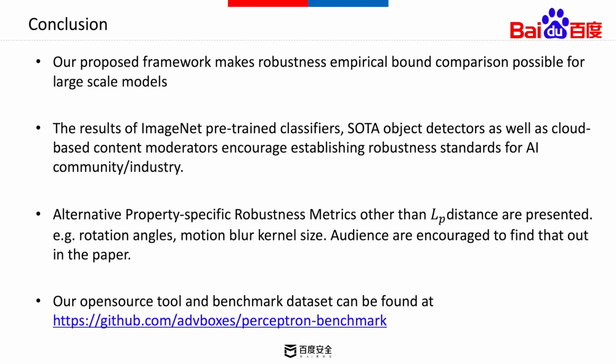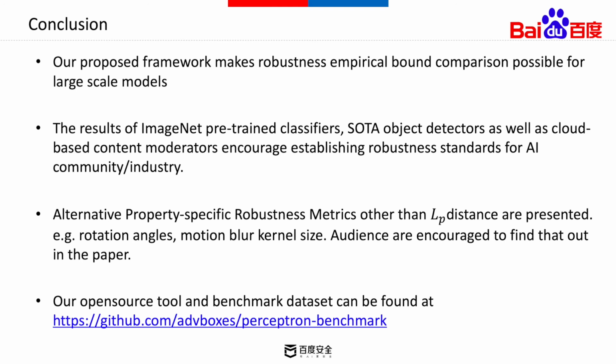Finally, let us conclude our talk. Our proposed framework makes robust empirical bound comparison possible for production-level large-scale models. The results of ImageNet pre-trained classifiers, state-of-the-art object detectors, as well as the cloud-based content moderators encourage establishing robustness standards for the AI community and industry.